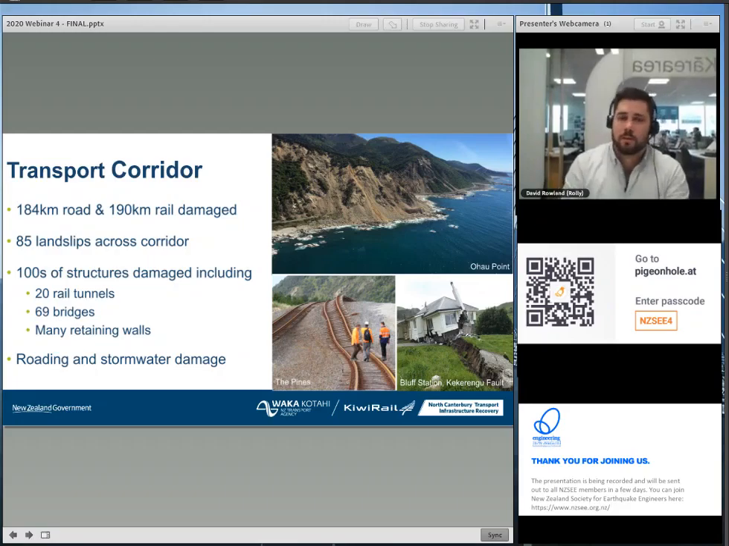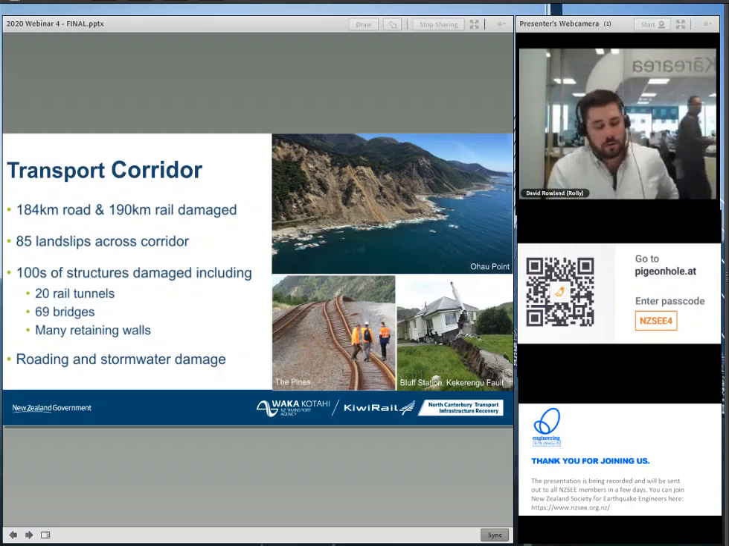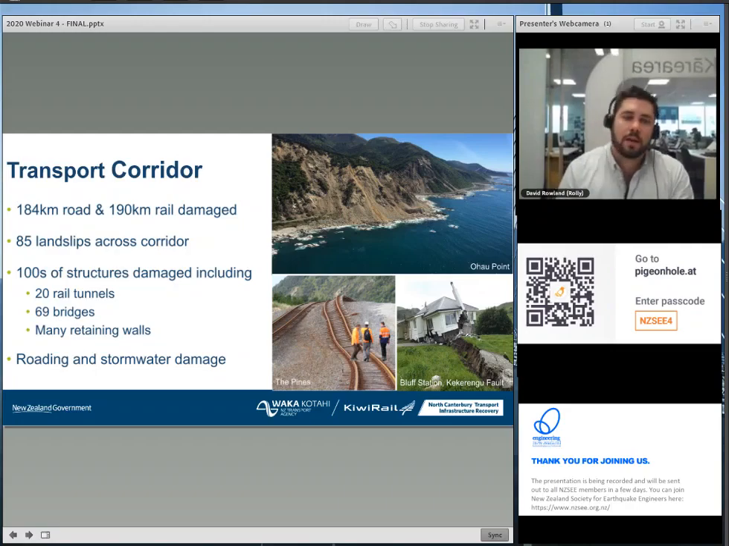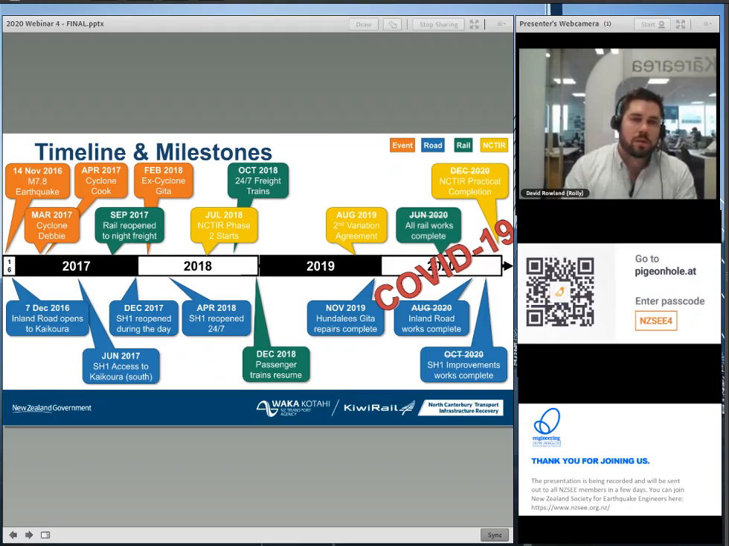And to get on top of this, an alliance was formed, the NCTIR Alliance, and we were established in December 2016. And we're an alliance between Waka Kotahi and KiwiRail, and they're supported by their construction partners, Downer, Fulton Hogan, Hebb and Higgins. And there's also hundreds, if not thousands, of suppliers and professional services organisations further building up the NCTIR whānau.